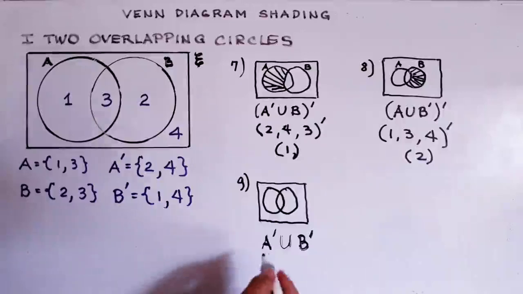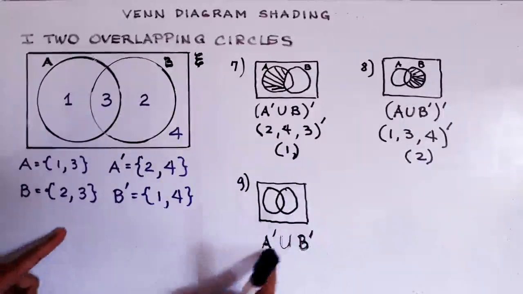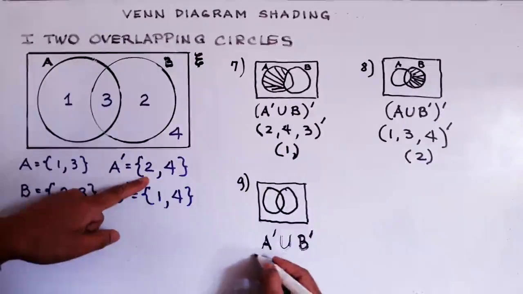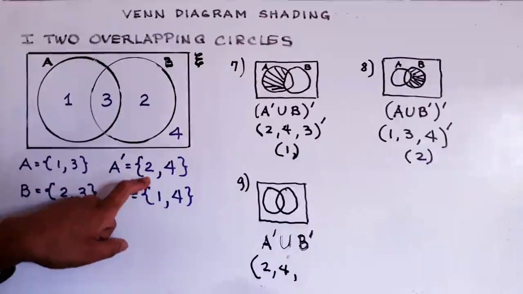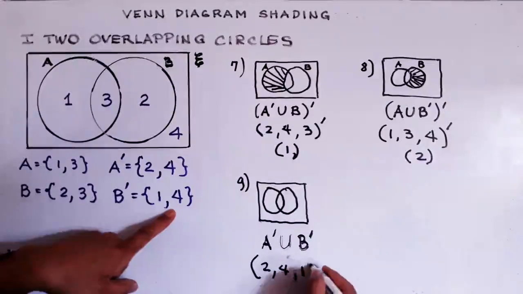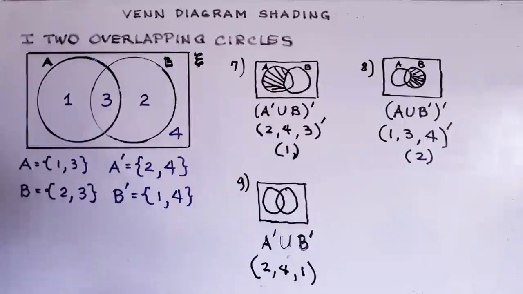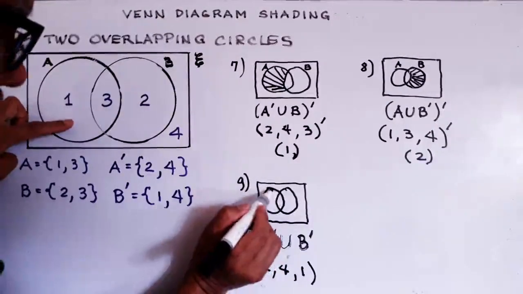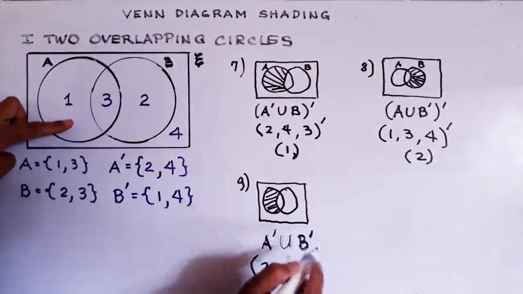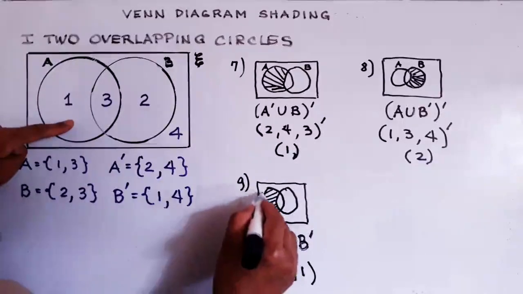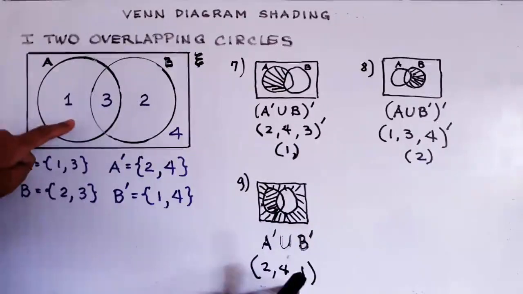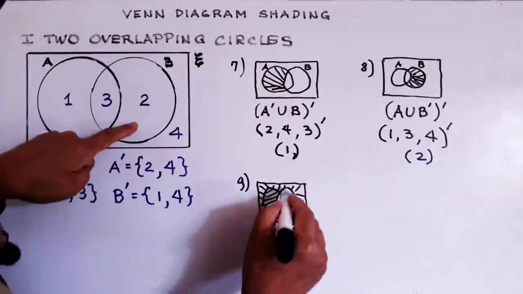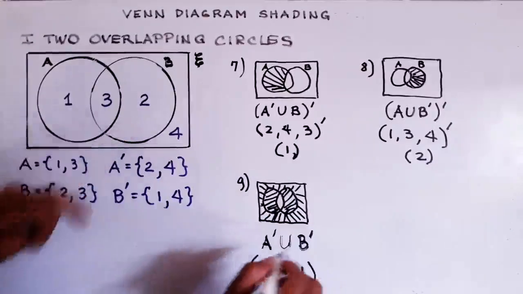Okay. Let's have number 9. A' union B'. So the A' here is 4. It's not in A, not in B. So we combine that one because that is union. We just have the plus here. Where's the B'? It's 1, 4. So 1 is missing here. 1, 4, 2. So let's say 1. So we say the 1 here. And the 4 is the outside. And the 1, yeah. 1 and 2 here. Okay, that's it, class.